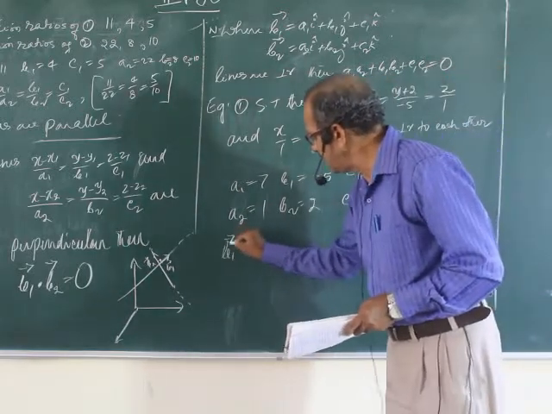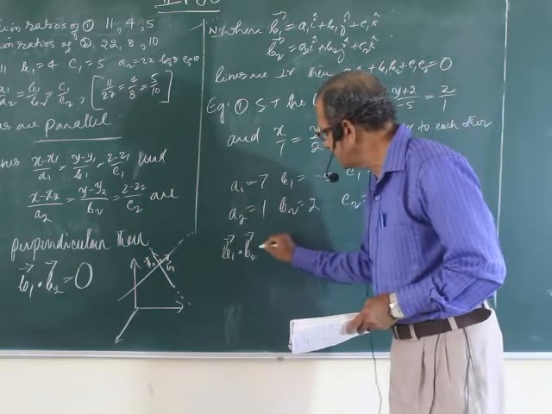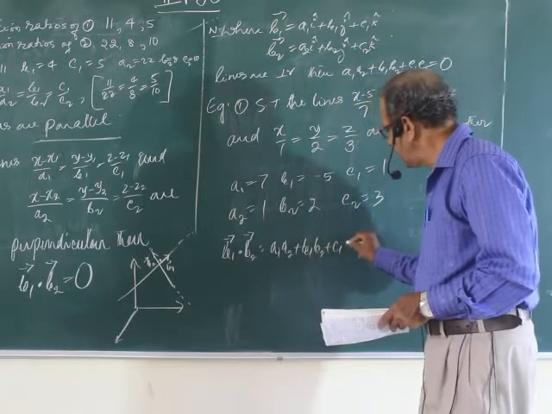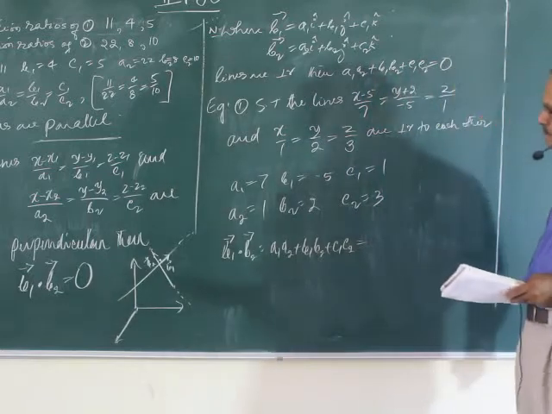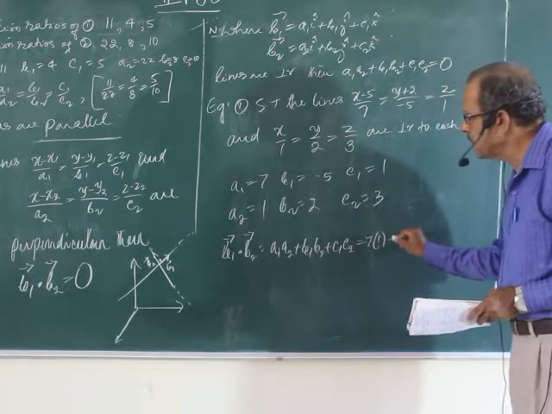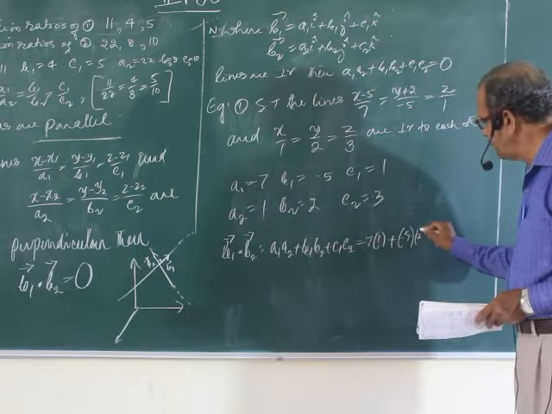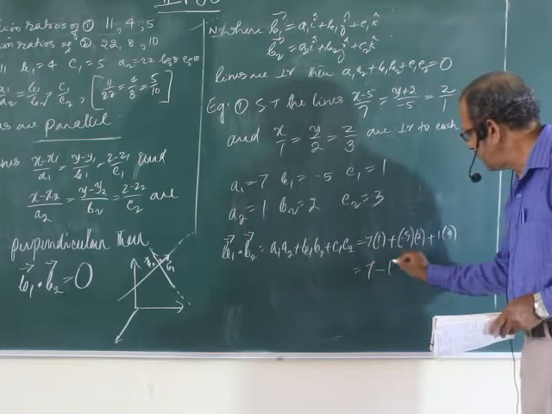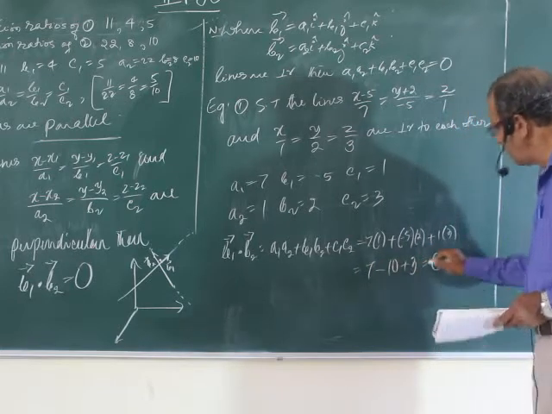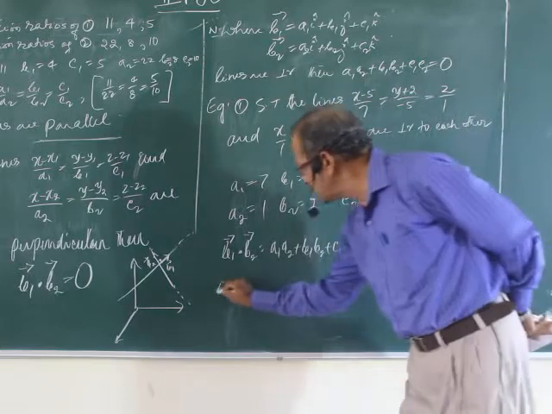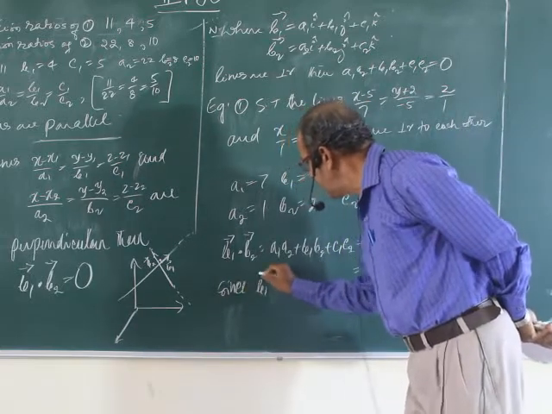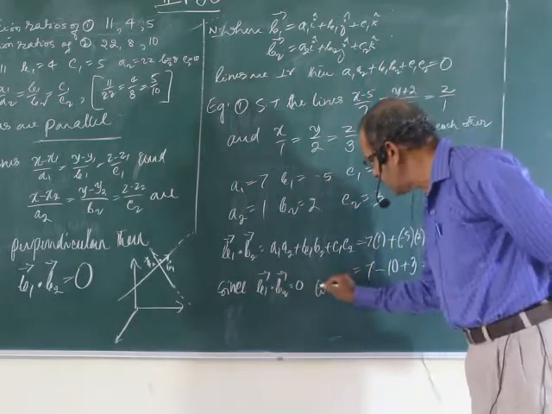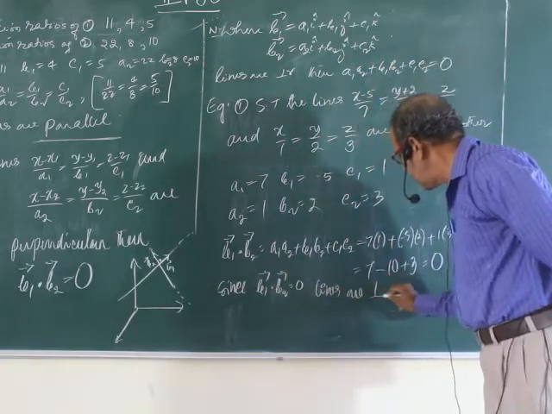Find B1 dot B2. That means A1 A2 plus B1 B2 plus C1 C2. How much? 7 into 1, minus 5 into 2, plus 1 into 3. 7 minus 10 plus 3. No doubt it is 0. Since B1 dot B2 is 0, the lines are perpendicular.